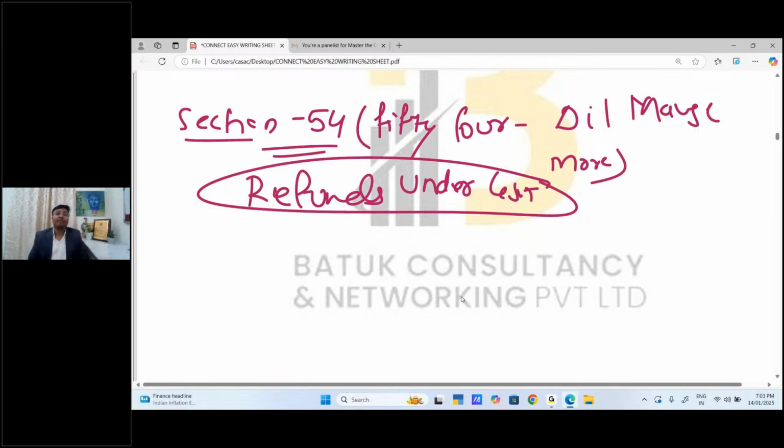In that case, you may file the refund for the accumulated balance of input tax credit. When will there be a balance of accumulated input tax credit? When exporting without payment of tax, in case of zero rated supply, and in case of inverted duty structure. What do you mean by inverted duty structure? When the rate of GST on the outward supply is less than the rate of GST applicable on the inward supply, there will be accumulation of input tax credit. These are the scenarios in which you will be eligible to file a refund application. Section 54, dil mange more, that is refunds under GST.